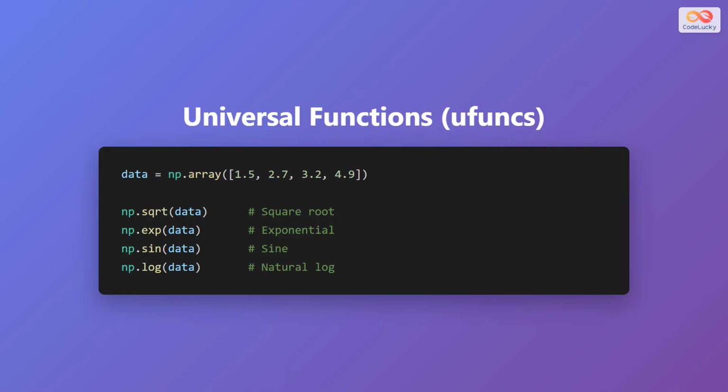NumPy provides universal functions, or ufuncs, that operate on entire arrays. Functions like np.sqrt, np.exp, np.sign, and np.log all work on complete arrays at once. These are highly optimized mathematical functions that replace the need for loops when performing complex calculations.